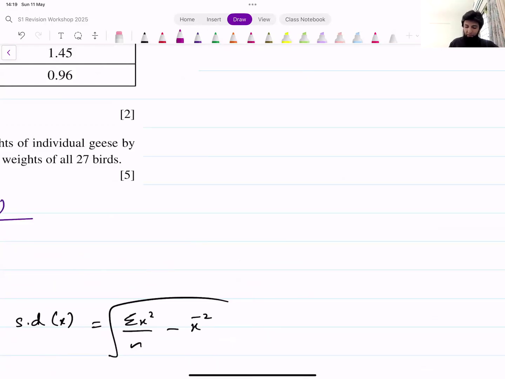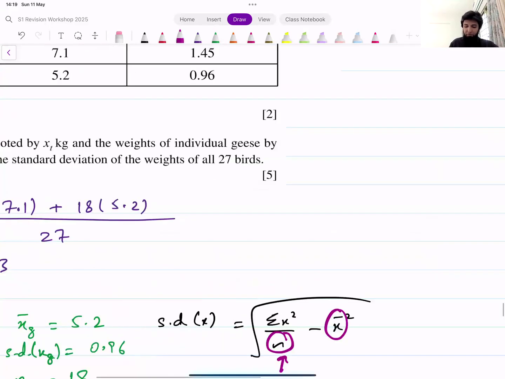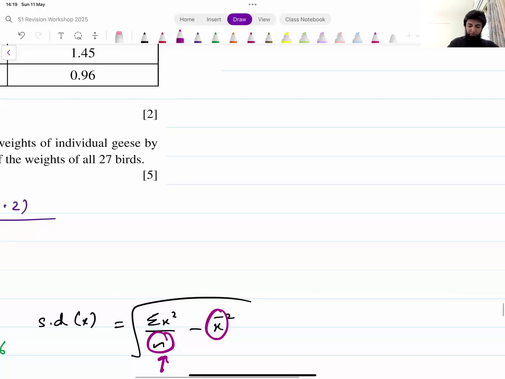Now, for this, we need the value for n. We know that that's 27. The mean, we have found that in the first part. That mean was 5.83. So we've got those two pieces of information, but we do not know sigma x squared, the sum of all x squares. How do you find that?